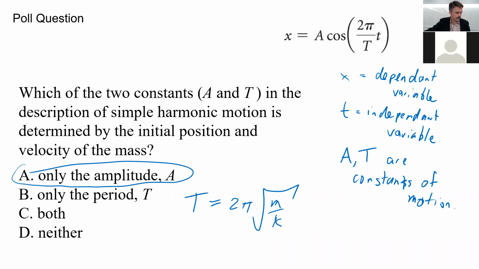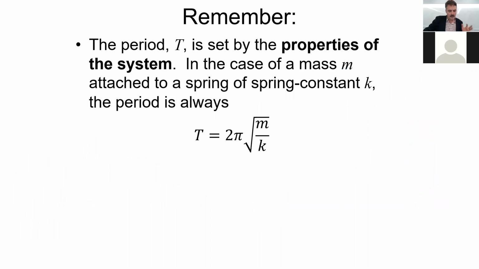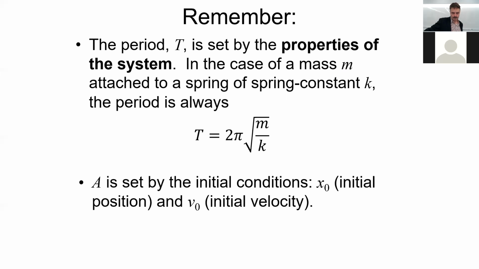The period's the period. So that's on the next slide. The period is set by the properties of the system. In the case of a mass m attached to a spring constant k, the period is always this value. And the amplitude, though, is set by whatever your initial conditions are. I think that's pretty much it.